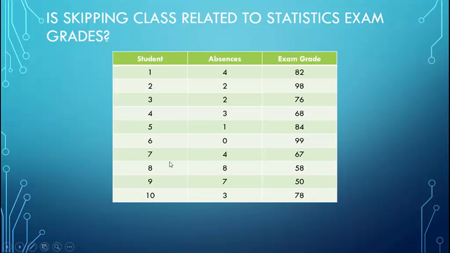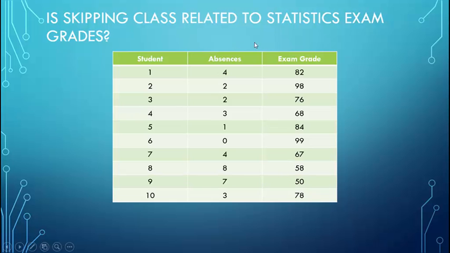So in this case, our first problem is whether skipping class is related to your statistics exam grade. We have 10 students, how many absences they had, and their exam grade. Student 1 missed 4 classes and got an 82 on the exam. Student 2 missed 2 classes and got a 98. Student 9 missed 7 classes and got a 50. Okay, so there's our data.